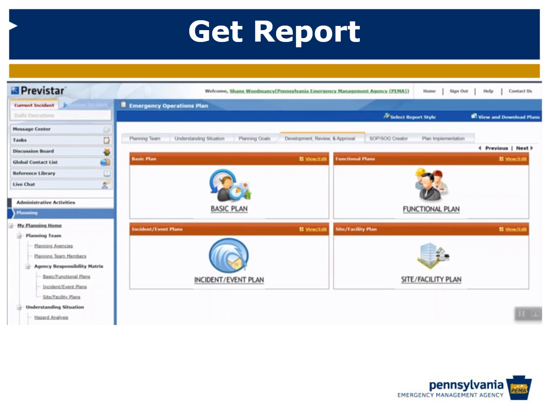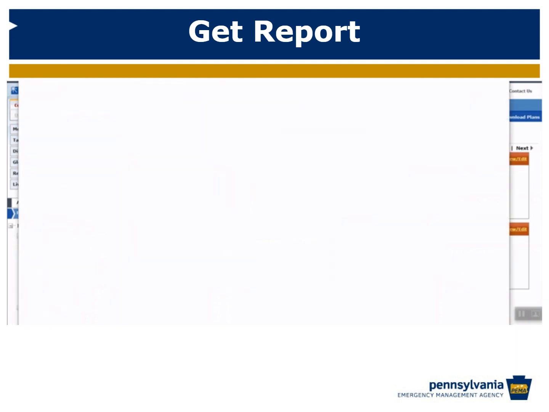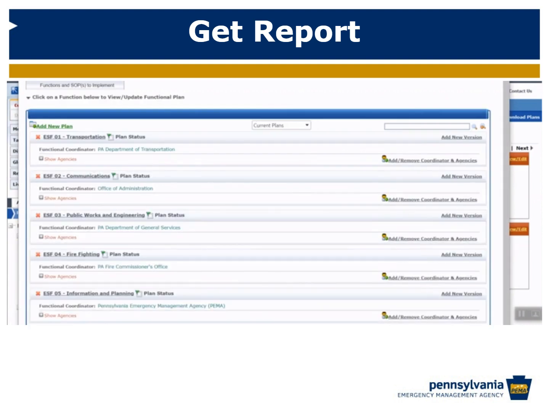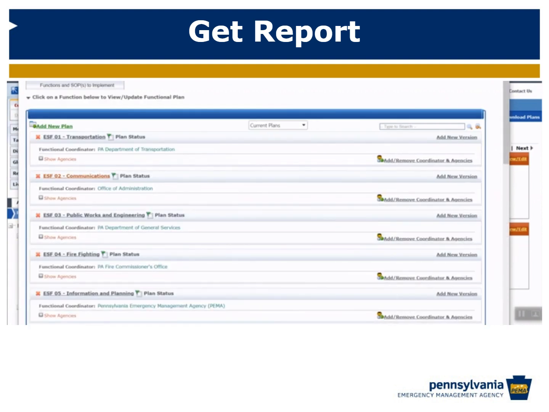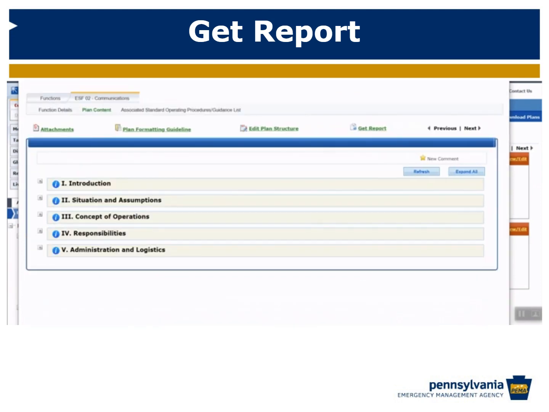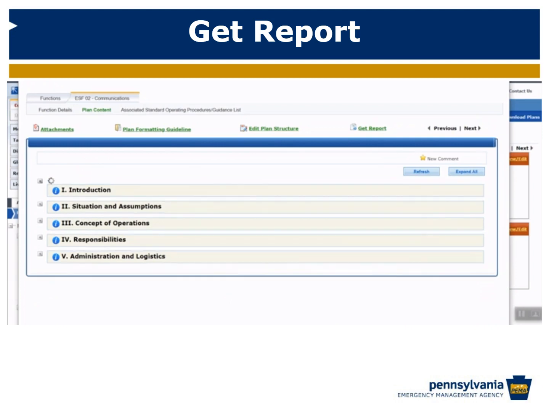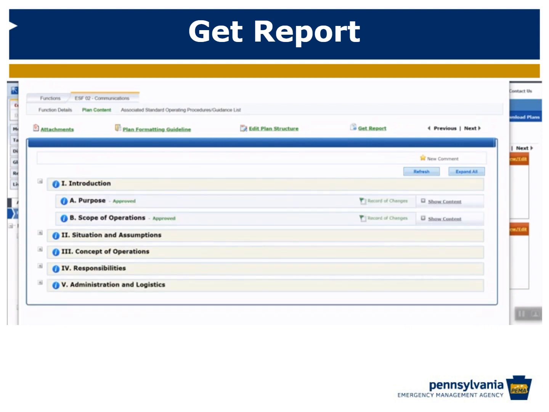To see how this process works, we're going to go into our functional plans today, and we're going to choose our ESF2 for this one. Once we are in our plan, as a reminder, this works the same for every plan, whether it's a functional plan, incident event plan, site facility plan, or even a basic plan. This screen is the same. What this GET report feature does for us is give us this printout.